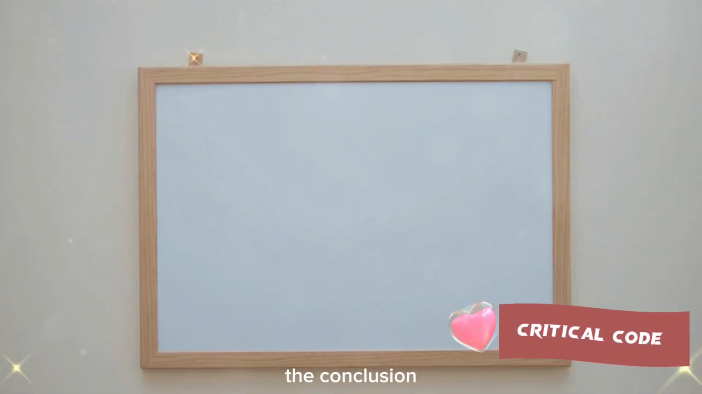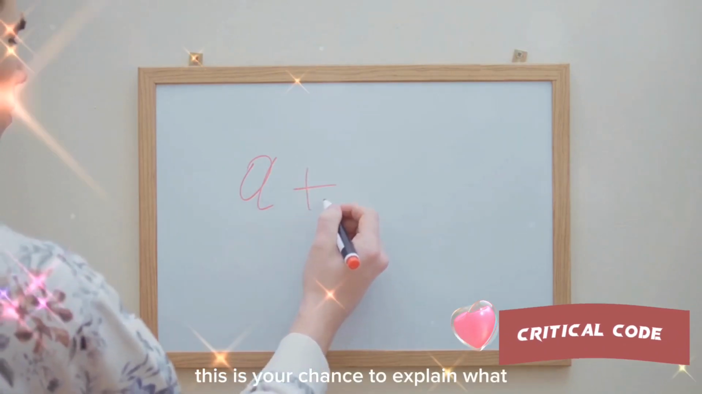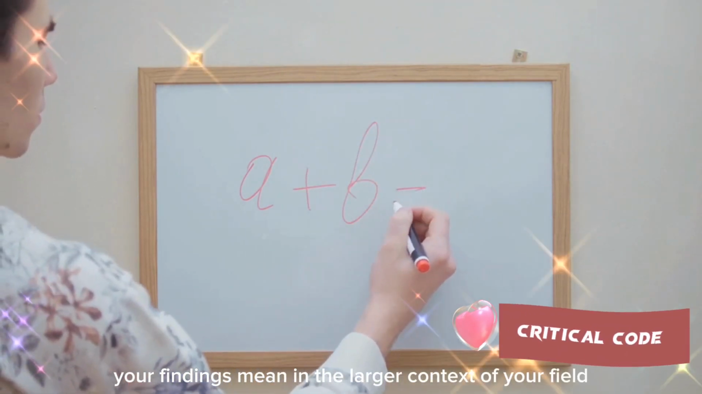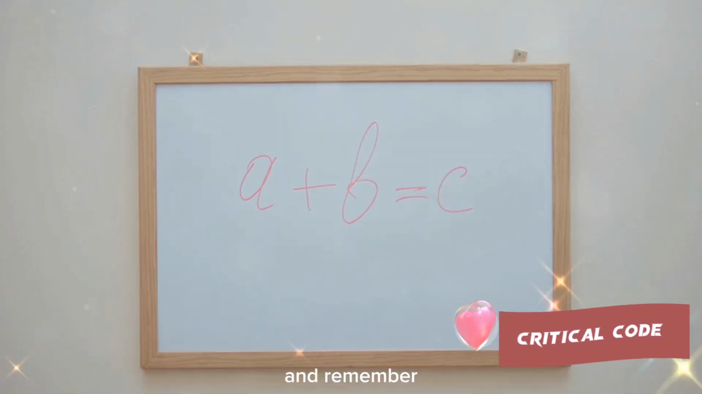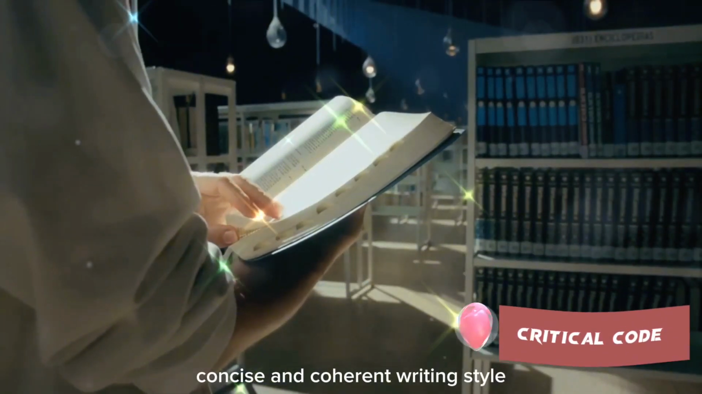Finally, the conclusion. Here you interpret your results and discuss their implications. This is your chance to explain what your findings mean in the larger context of your field. And remember, throughout your paper, maintain a clear, concise, and coherent writing style.